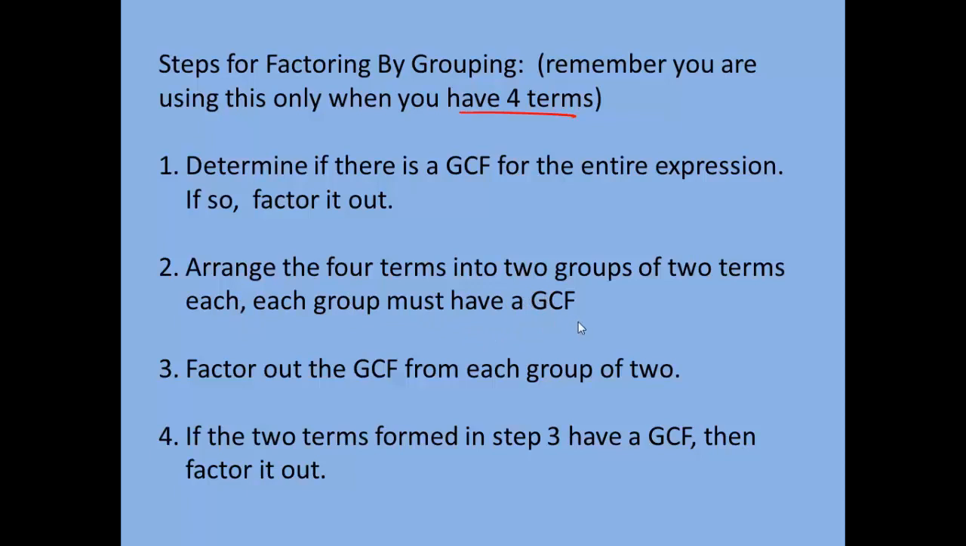Each group must have a GCF. This is what we did when we said, okay, the first group of 2, the ax plus ay, had a GCF of a, and the second group had a GCF of b.